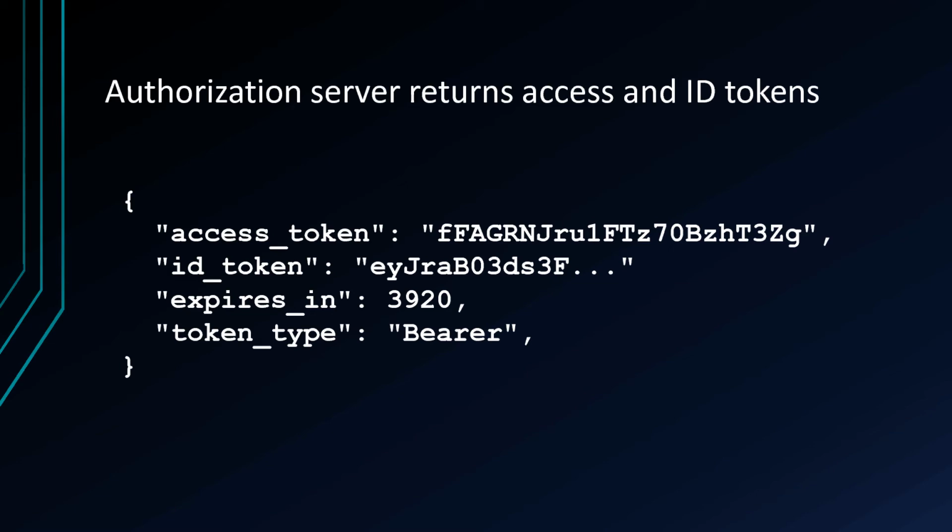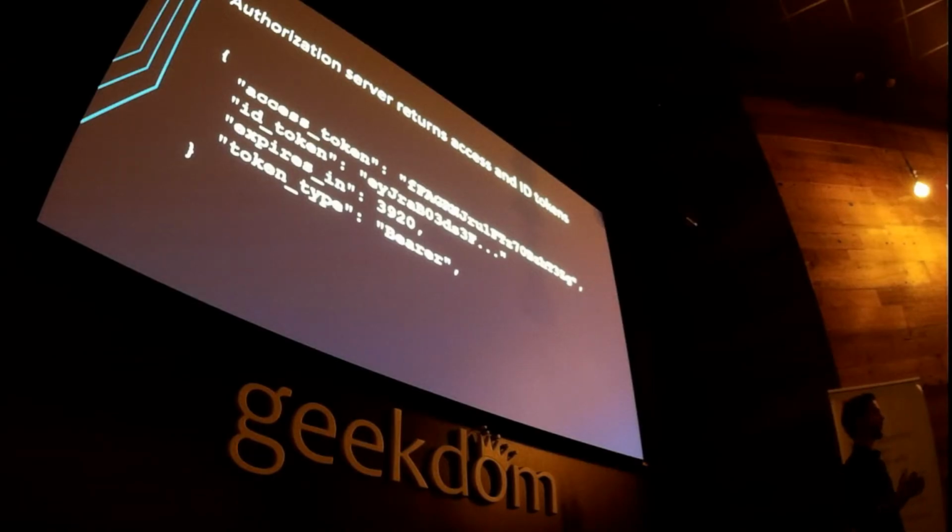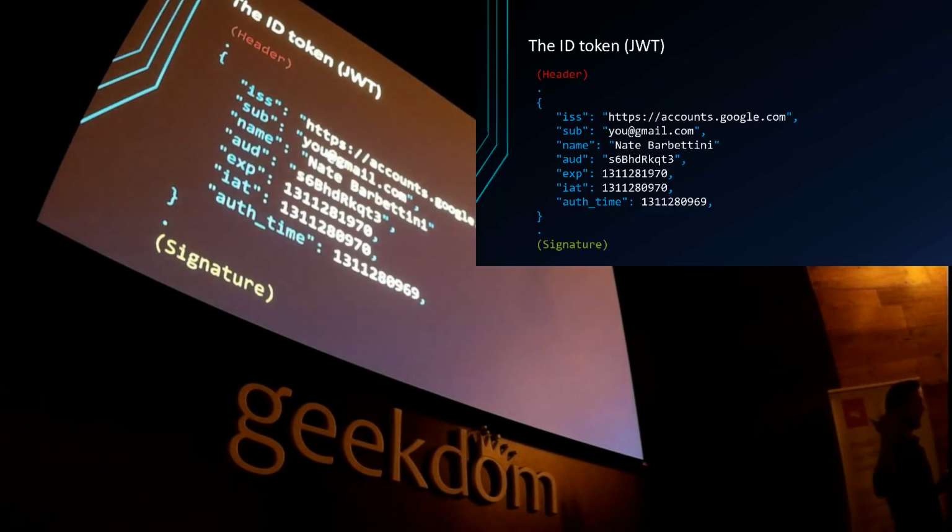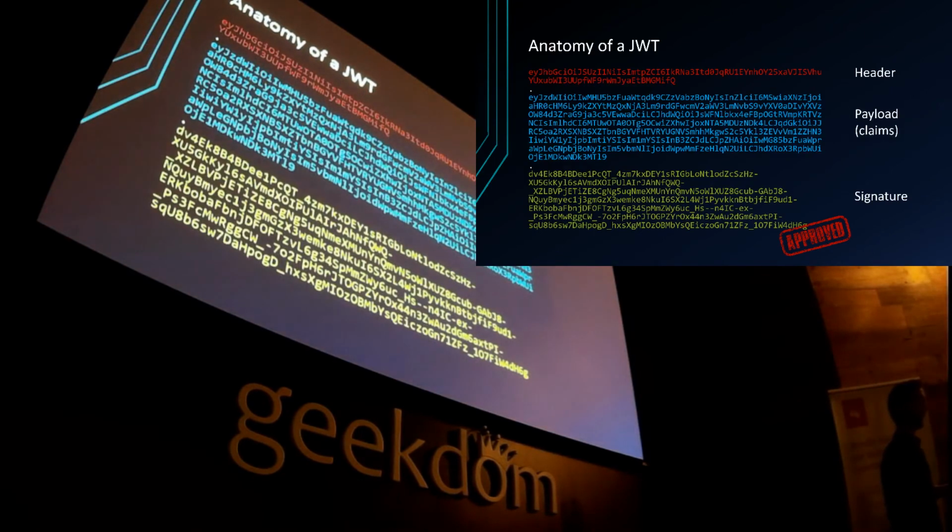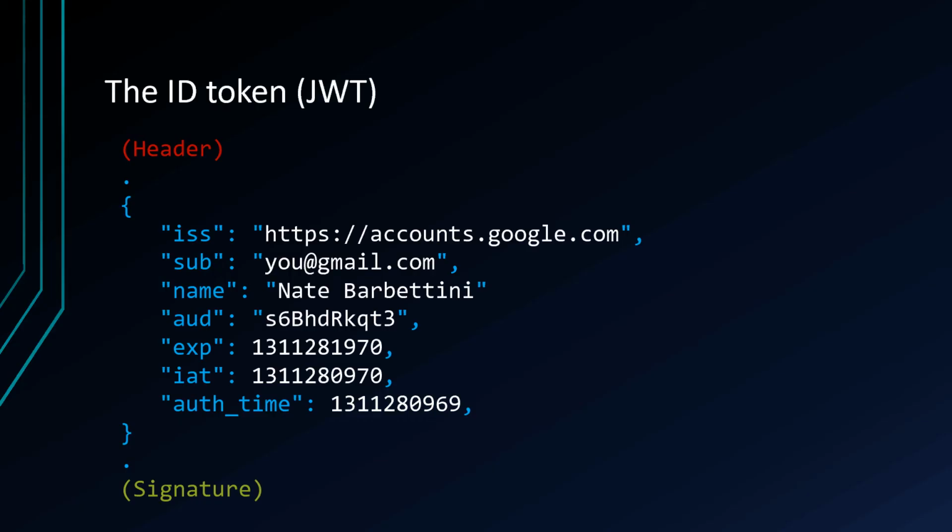It is a kind of standard format called a JSON Web Token, or a JWT. And that is something that looks like this. A JWT actually looks like this, but that is what it looks like when it's encoded. If you decode it, it looks like this.